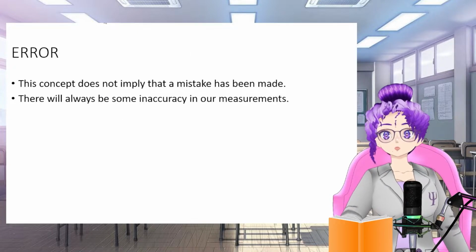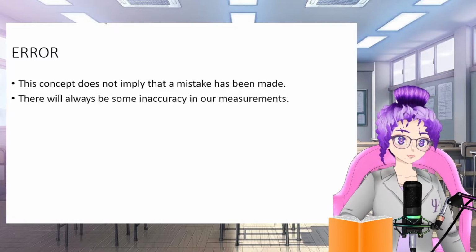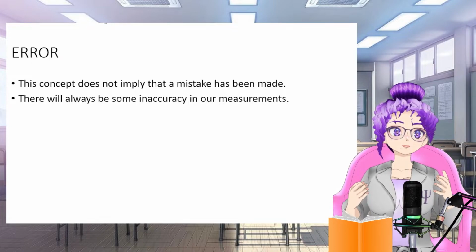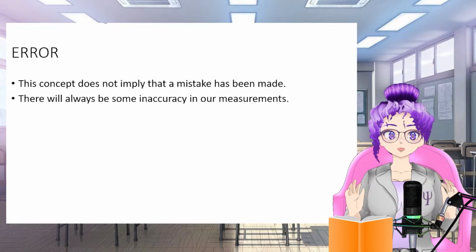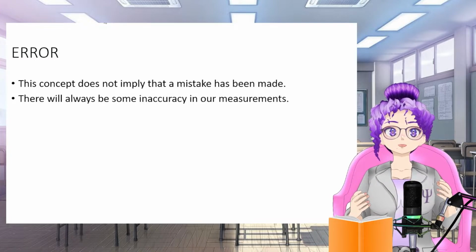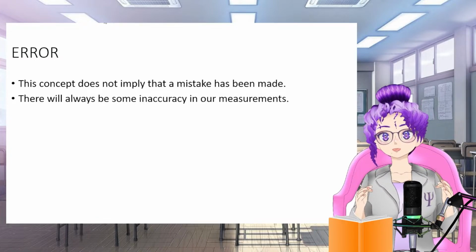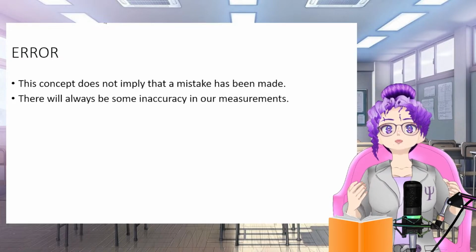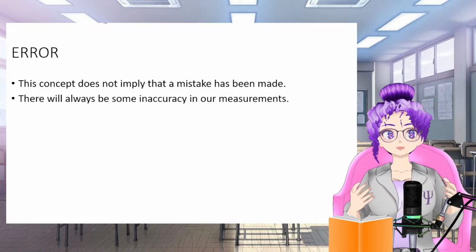Okay? So, like I said, error is not a mistake. But error when it comes to measurements, when it comes to psychological assessment, simply means that this is inaccuracy in our measurements. It means that these are extraneous variables that may have affected the score of our participants or our test takers.